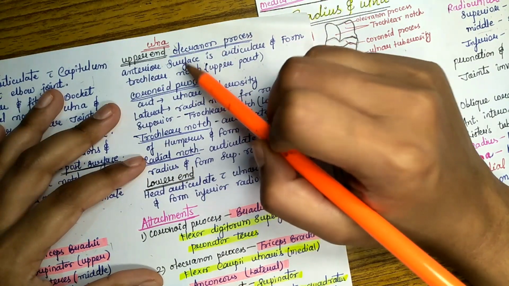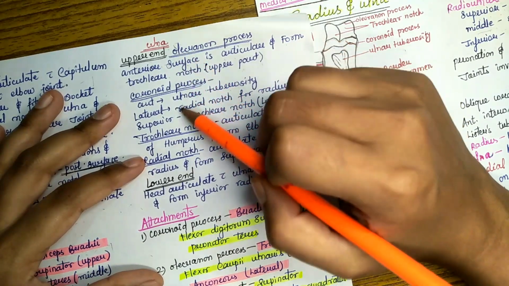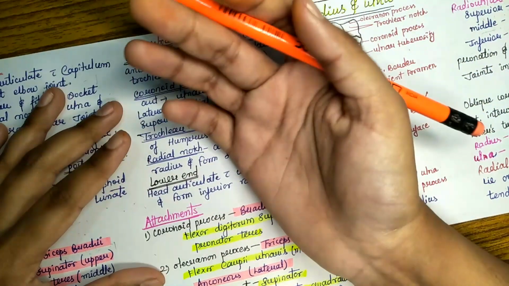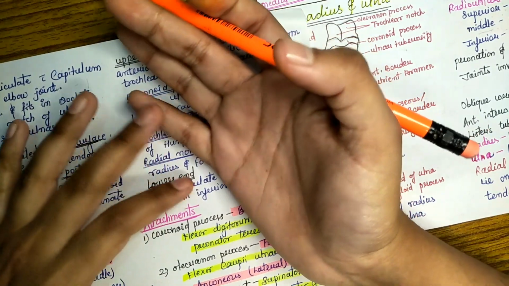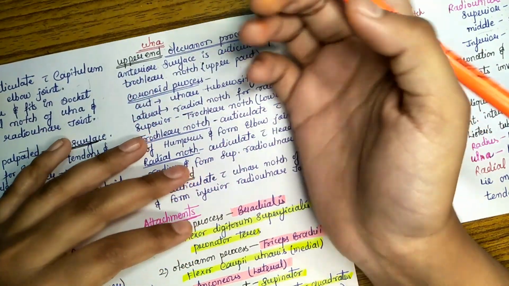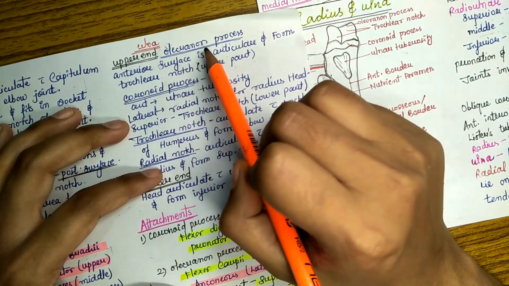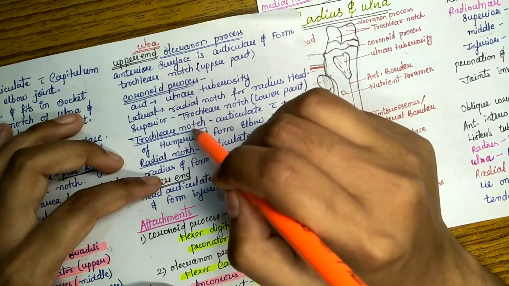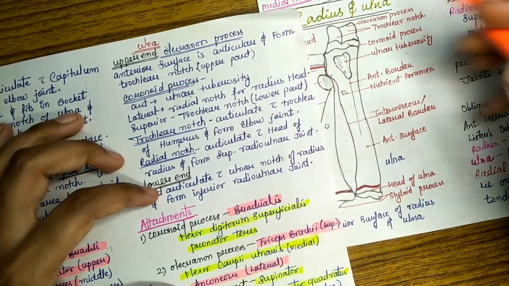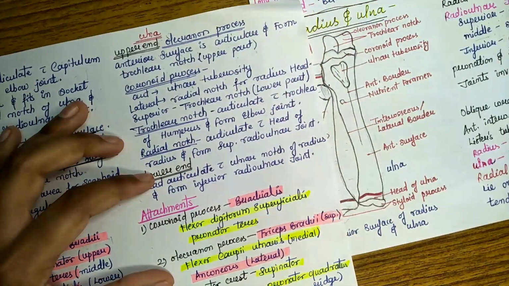Now we'll talk about the ulna bone. The ulna is present along the medial side of the forearm, or it is called the medial bone of the forearm, which is present along the side of your little finger. We'll talk about the upper end of the ulna, in which the olecranon process, coronoid process, trochlear notch, and radial notch are present. So first we will talk about the olecranon process.